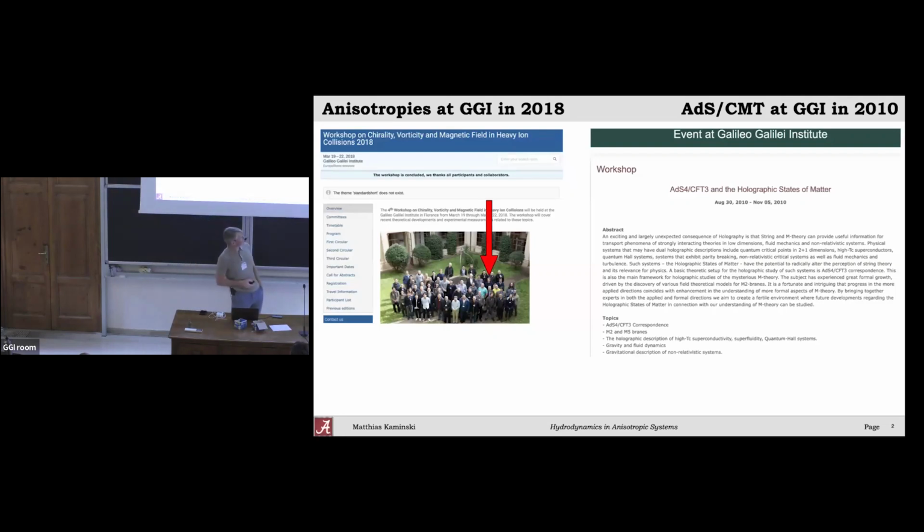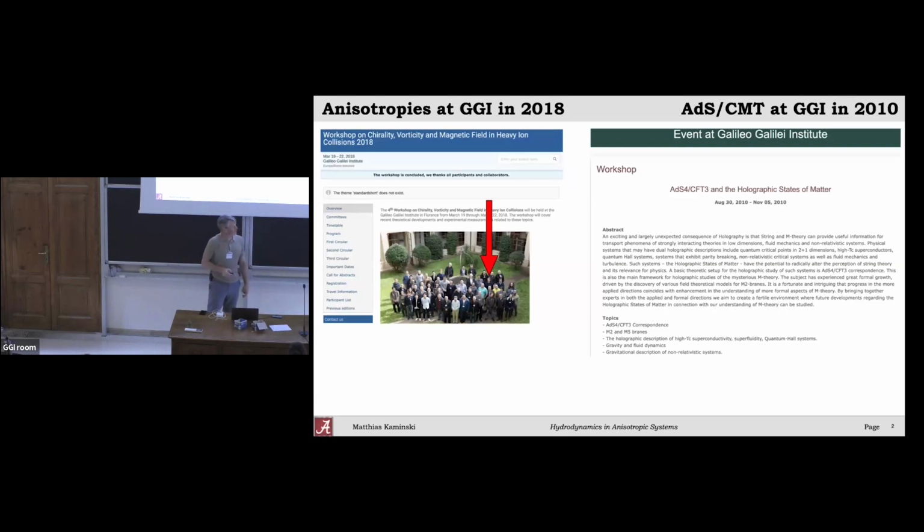I'm very grateful to be back at the GGI again. So thank you to the organizers. I was here last in 2018 when we talked about vorticity, which will be one source of anisotropy that I consider, and magnetic fields, which will be another source of anisotropy that I'll discuss. That's me there. And I was here the first time for a workshop on AdS/CMT in 2010.